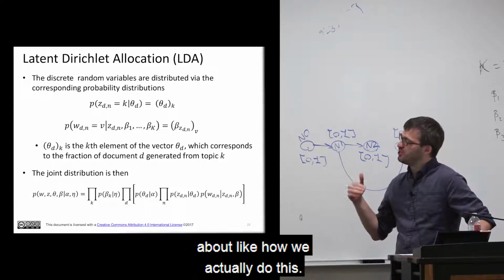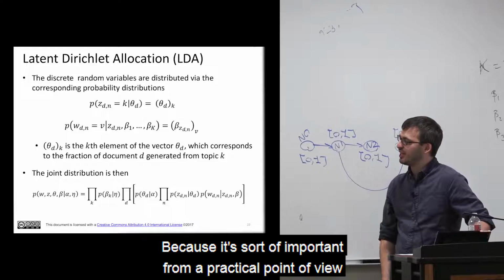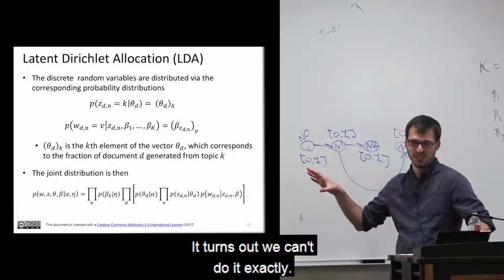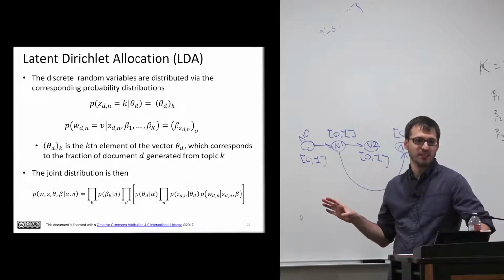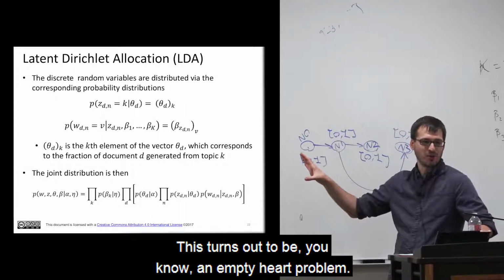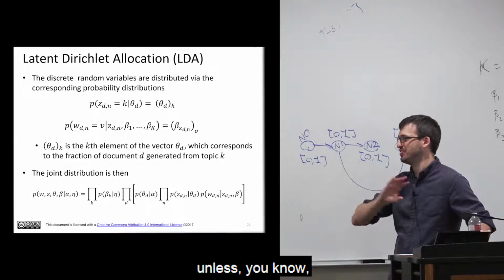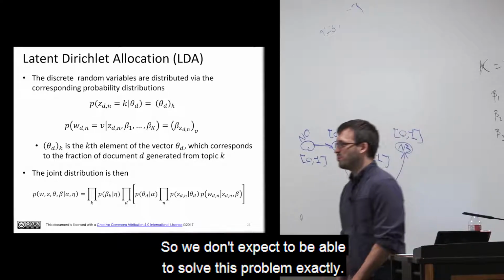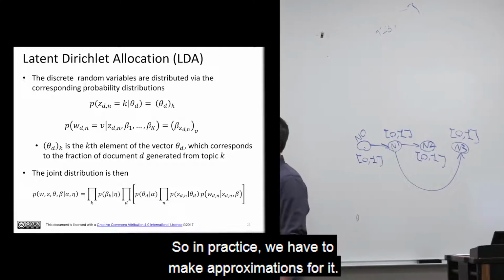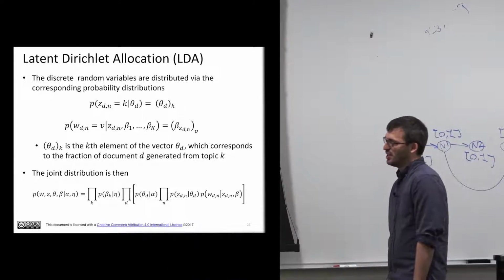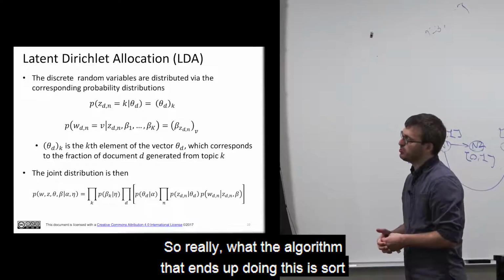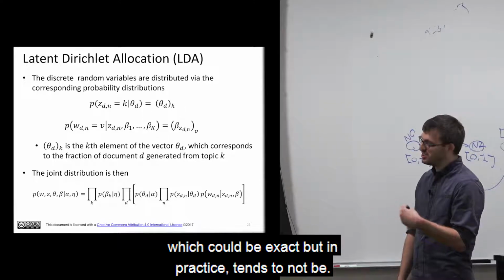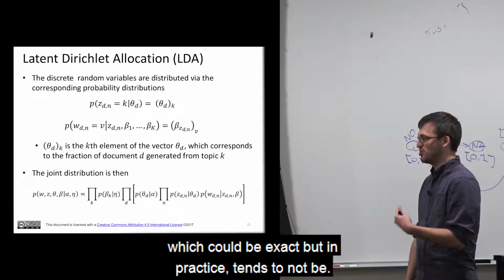I want to go a little bit, though, into the theory about how we actually do this, because it's important from a practical point of view: how is it that we will actually fit this thing to data? It turns out we can't do it exactly. This turns out to be an NP-hard problem. It's intractable, unless some theoretical things we believe not to be true turn out to be true. So we don't expect to be able to solve this problem exactly. In practice, we have to make approximations. So really the algorithm that ends up doing this is like an approximate maximum likelihood estimator, which could be exact, but in practice tends not to be.